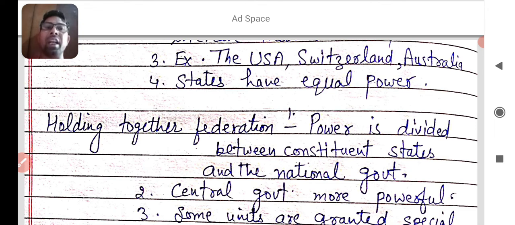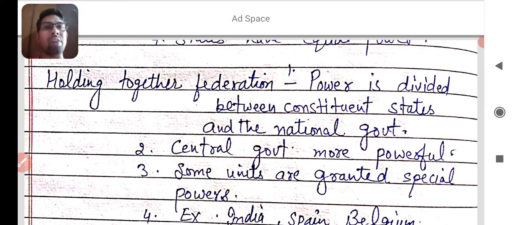And the next is holding together federation. When power is divided between constituent states and the national government, it means states are formed in the country and they have different powers in comparison to national government. This type of system is known as holding together federation. I think you got the point. When power is divided between the constituent states and the national government, the system is known as holding together federation. In this type of federation, central government has more power.